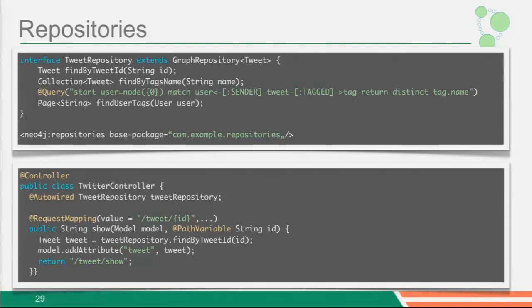And the other way to do that is to annotate the methods with a query. In our case, it's a Cypher query with placeholders for the parameters that you pass in. And then you can also decide to pass in page information and get pages back. So I forgot to add the page information here.